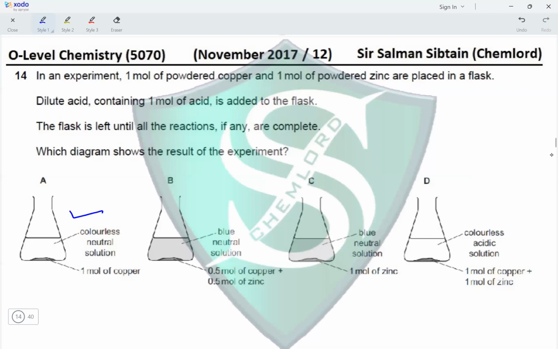Next, we have a blue neutral solution showing that copper reacted, producing soluble copper salt, which makes this incorrect. Next, we have a blue neutral solution and 1 mole of zinc showing copper reacted. This is incorrect. And also in B, the solid precipitate left is half mole of copper and half mole of zinc. This is actually showing both reacted. So still it's wrong because it's showing copper reacting. And in D, we've got colorless acidic solution and 1 mole of copper plus 1 mole of zinc. This shows that none of the two metals reacted, which is also incorrect. Therefore, the correct option for this question is Option A.